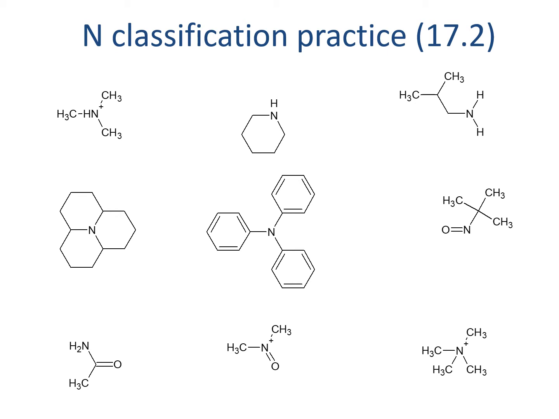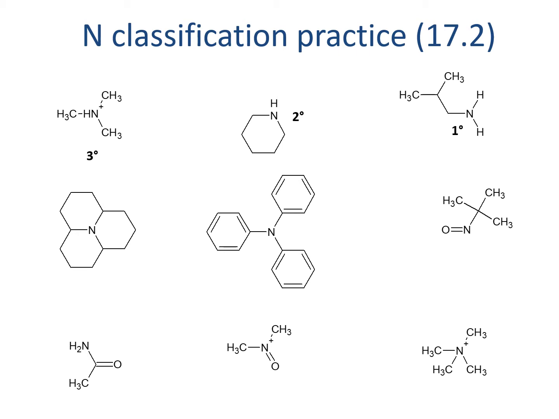Here we have a bunch of amines displayed. Try to go through left to right, top to bottom, and identify how many carbons are attached to each nitrogen and therefore whether it's primary, secondary, tertiary, or quaternary. We'll start in the top left. In the top left, we have a tertiary nitrogen because the nitrogen is attached to 3 carbons. In the top middle, we have a secondary nitrogen because there are only 2 carbons directly attached to the nitrogen. In the top right, the nitrogen is only directly attached to 1 carbon, and so it is primary.